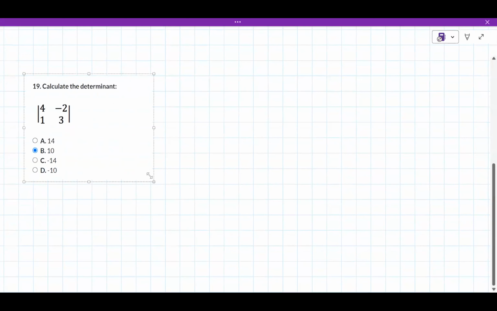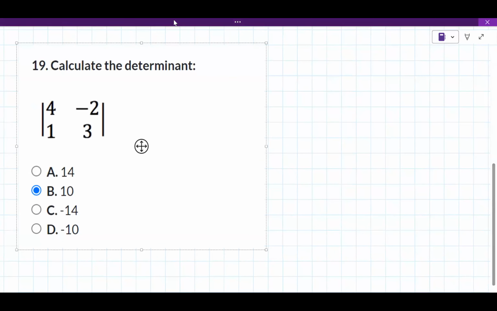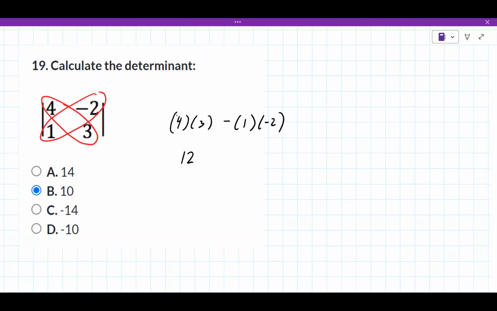All right, so for a 2 by 2 here, to calculate the determinant, you do this butterfly thing. You multiply diagonally here. So that is 4 times 3 minus 1 times -2. So that is 12 minus -2. You can't forget that you're subtracting. If it is negative, the product is negative. You're going to have two negatives there. That becomes 12 plus 2, which is 14.